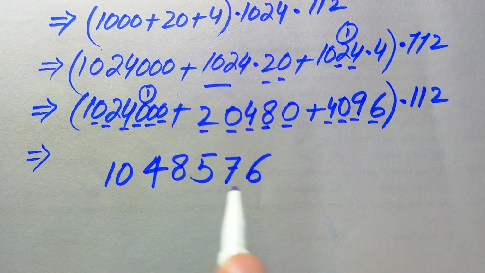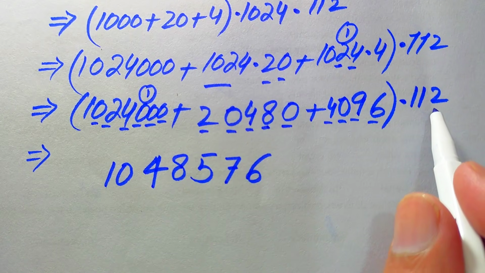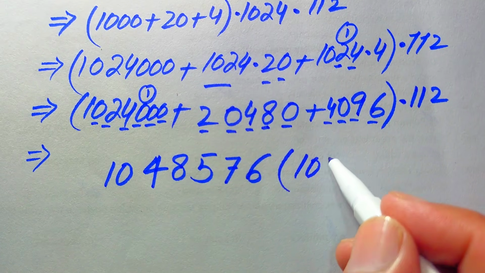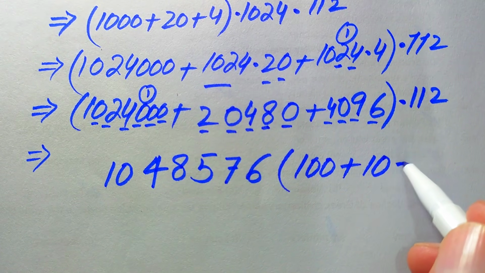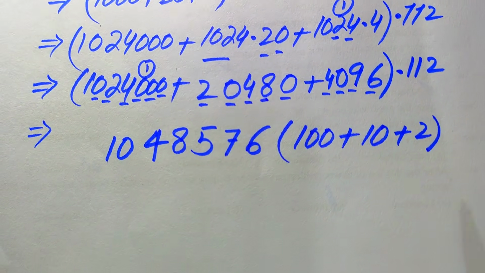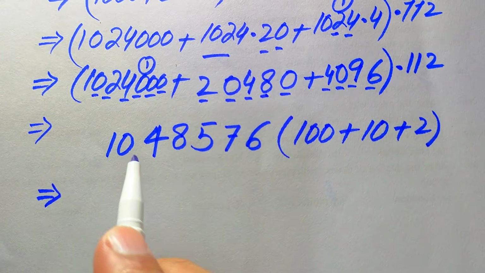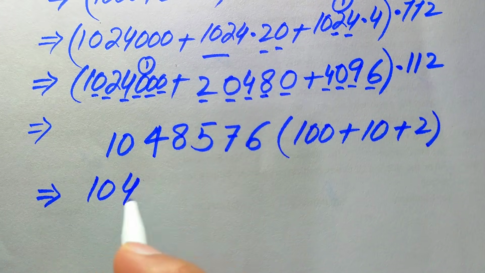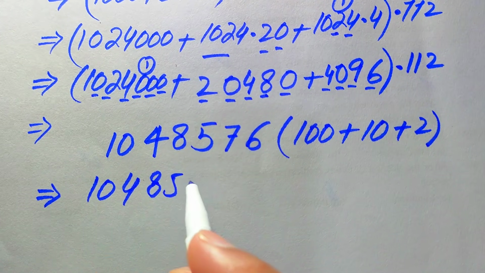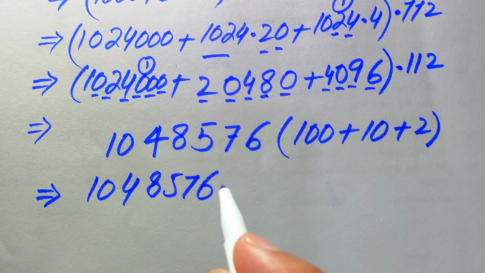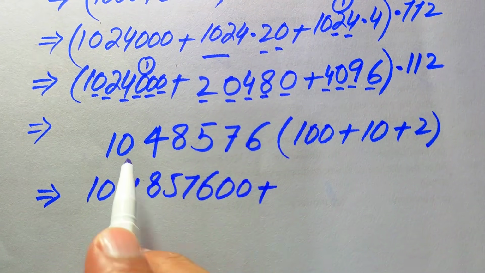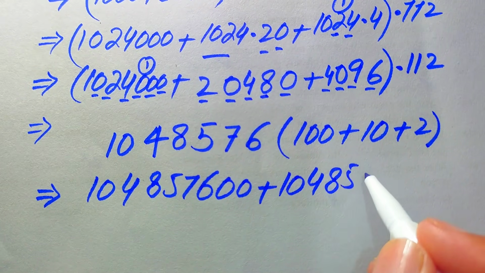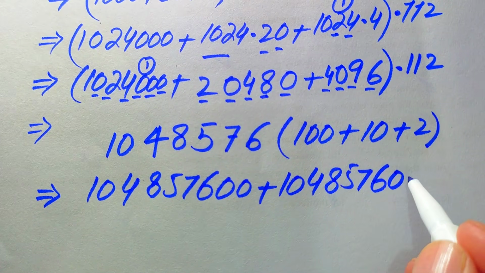And now in the next step we multiply this resulting number with 112, and now we break this 112 as 100 plus 10 plus 2. Okay, so now in the next step, when we multiply this number with 100, we will get here 1048576, and we just write these two zeros here. And plus, when we multiply this number with 10, we write 1048576, and we write 10.